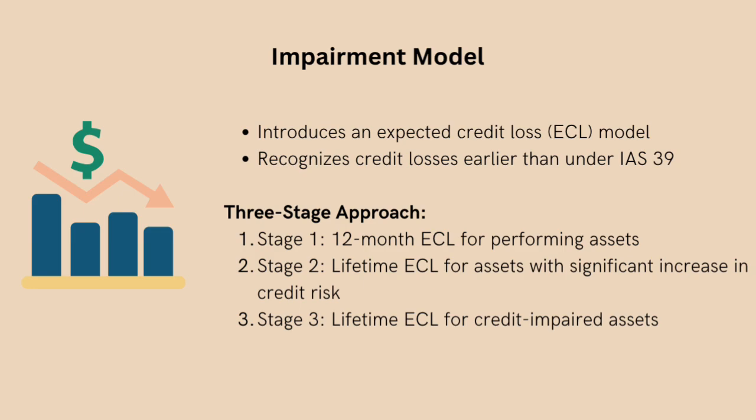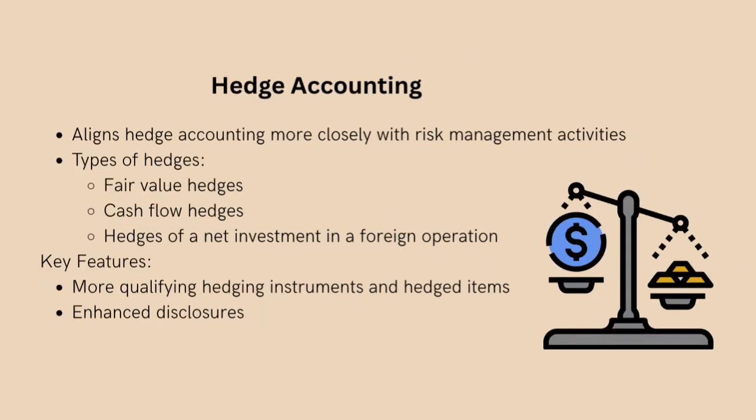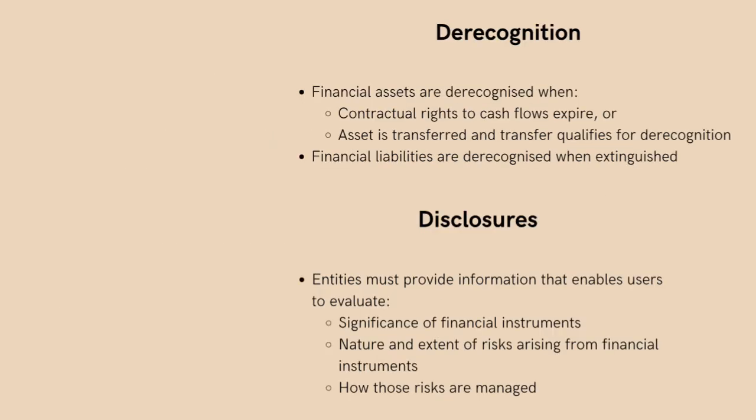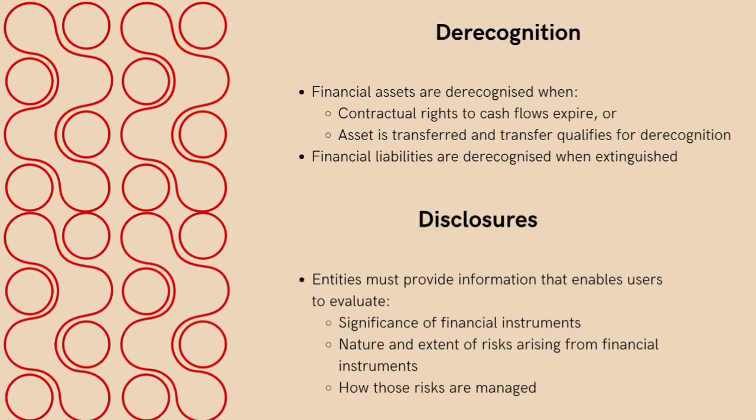Finally, IFRS 9 reformed hedge accounting to better align with a company's risk management strategy. Hedge accounting is an optional tool that allows companies to match gains and losses on a hedging instrument, like a derivative, with the losses and gains on the item they are hedging. IFRS 9 makes it easier to qualify for hedge accounting by focusing on the economic relationship between the hedging instrument and the hedged item. This new, principles-based model simplifies the process and provides more useful information to investors about how a company is managing its risks.